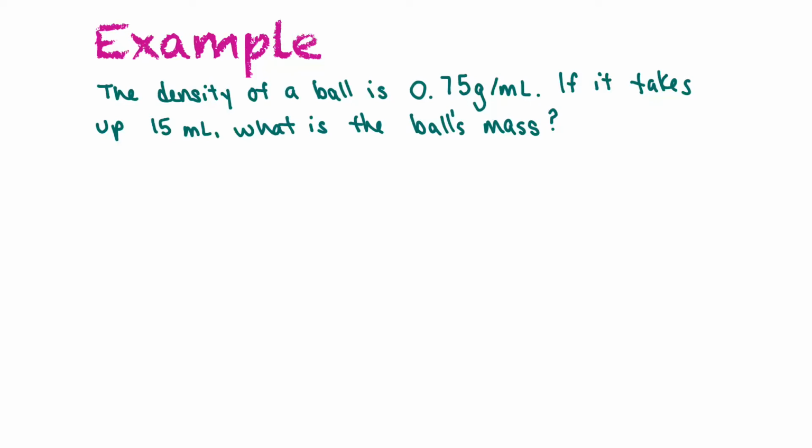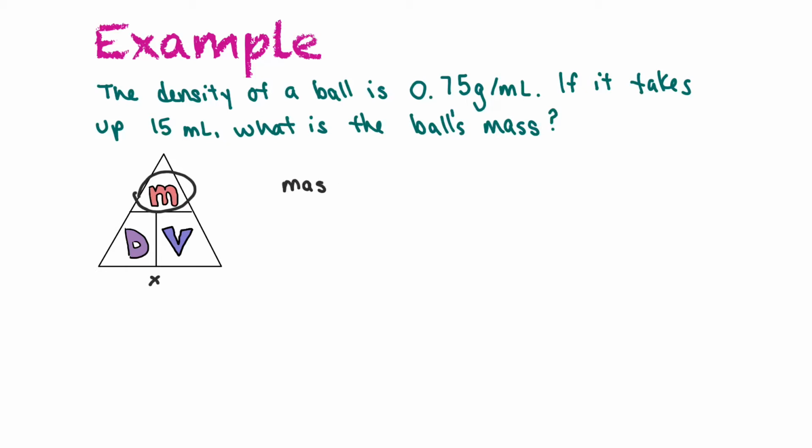So we'll try another example, but this time it won't be as straightforward as the last one, and so it's not going to be density equals mass over volume. We're going to look for one of the other values. So in this example, the density of a ball is 0.75 grams per milliliter. If it takes up 15 milliliters, what is the ball's mass? So again, if we look at our density triangle, this time the value we're trying to find is mass. So mass is going to be equal to density times volume. So we'll write that formula out. So mass equals density times volume.